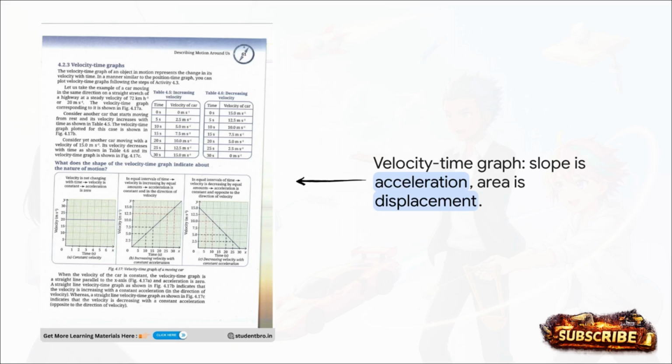Now, if we switch over to velocity time graphs, we can see exactly how velocity shifts over time. A horizontal line here indicates constant velocity. An upward slope indicates positive acceleration, and a downward slope indicates retardation. But here is the real magic trick. The slope of this graph gives you the acceleration. And amazingly, if you calculate the geometric area underneath the graph line, it gives you the exact total displacement of the object. It's like a giant puzzle fitting perfectly together.